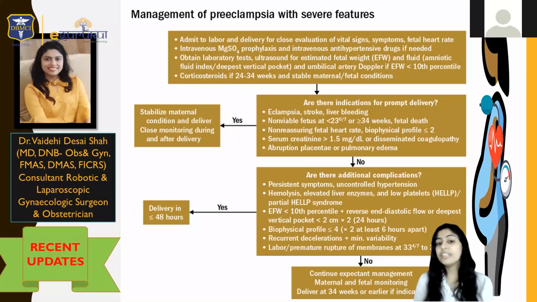But if there is presence of non-reassuring fetal heart rate, biophysical profile of less than or equal to 2, serum creatinine more than or equal to 1.5 milligram per deciliter, or disseminated coagulopathy, meaning to say whenever there is worsening renal function, DIC, abruptio placentae or pulmonary edema, all of these are the dreaded complications of preeclampsia.